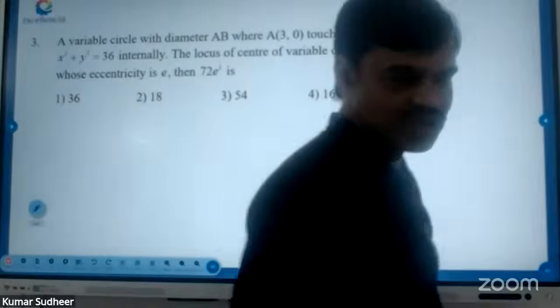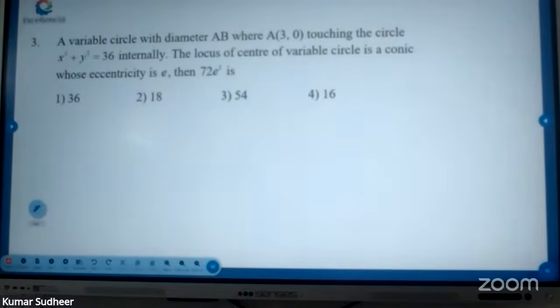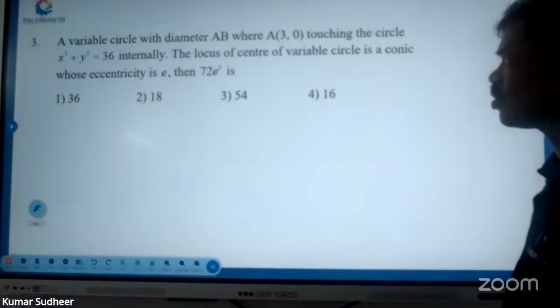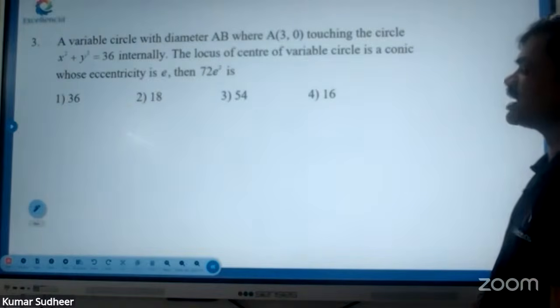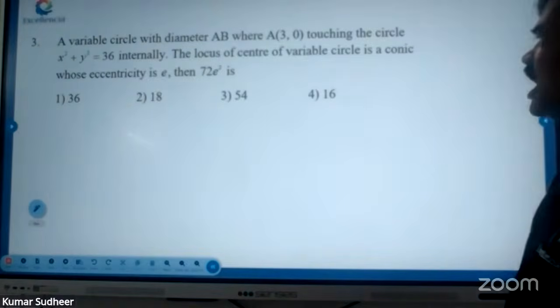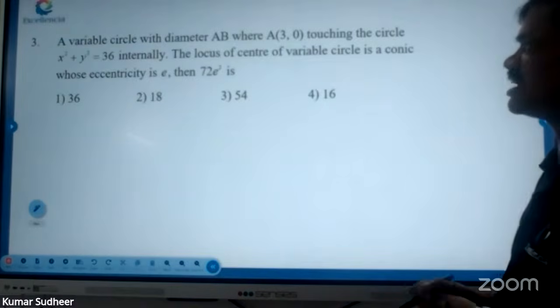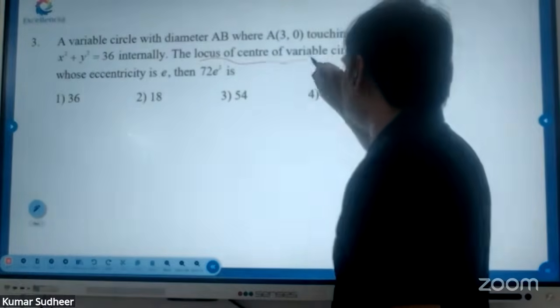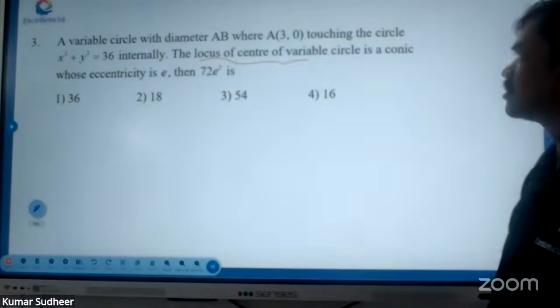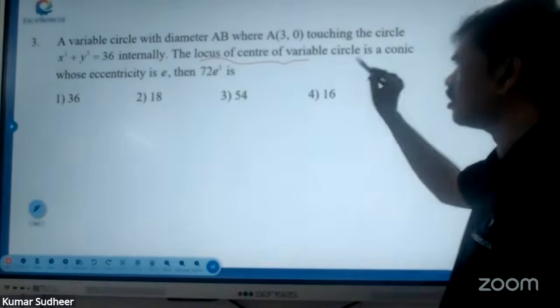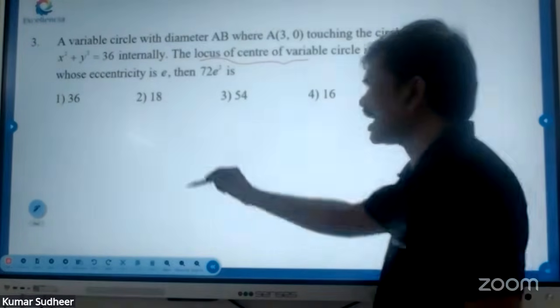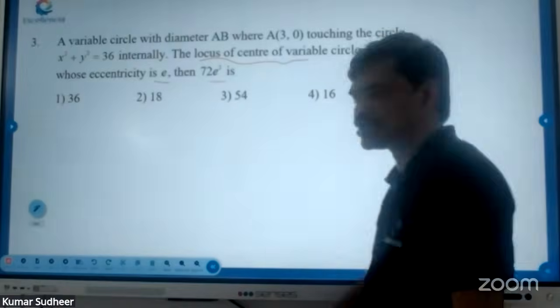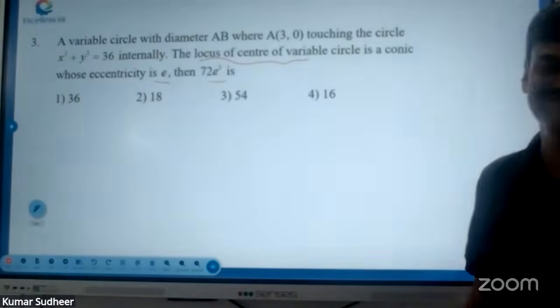Yeah. Let's go for the next question. If you see the third question, it is from circles, coordinate geometry. A variable circle with diameter AB, where A is (3, 0), touches the circle x squared plus y squared equals 36 internally. We have to find the locus of the center of the variable circle, and given that the locus is a conic with eccentricity e, they are asking what is 72 e squared.